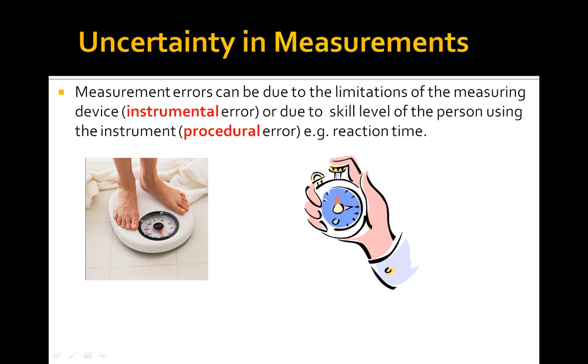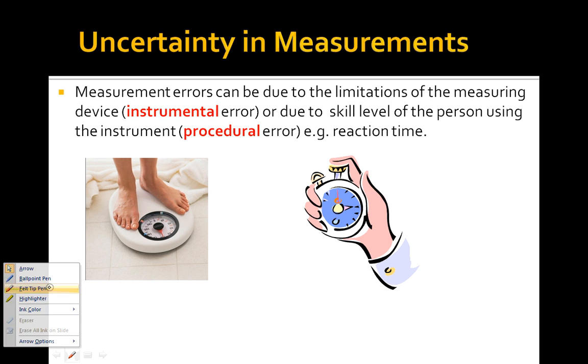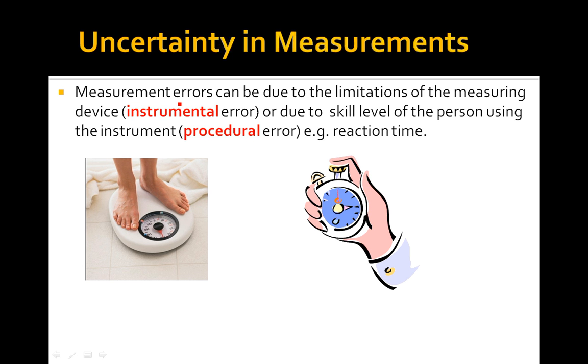As I said, the measurement errors that we look at are of two types. They could be due to the instrument that you're using. Those are called instrumental. And if you think about a stopwatch versus, say, a grandfather clock, obviously the stopwatch is a much better measuring device.